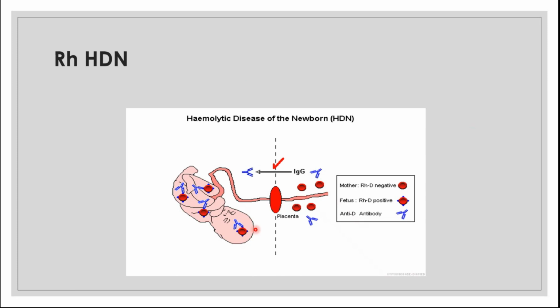Okay, ini baby, ini the mother. So if the baby is rhesus positive, for the first newborn it is okay. Second newborn, if the baby is rhesus positive, the antibody from the mother, antibody D, which is the IgG form, akan cross the placenta and attack the baby.